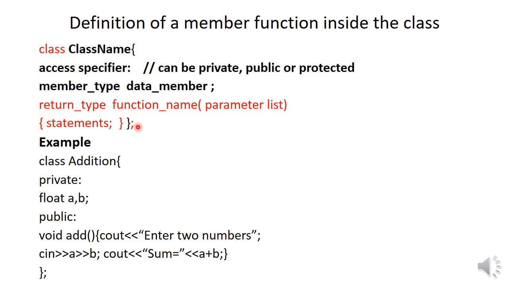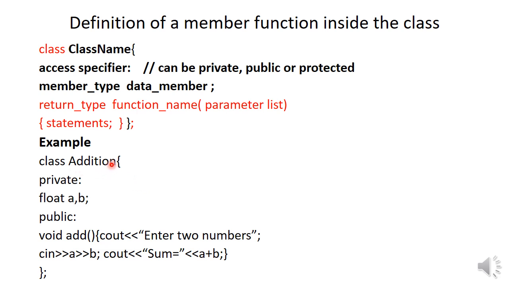So this means that the definition of a member function inside a class is like the general definition syntax of a function in C++. We must have the return type, the function name, the list of parameters, and the statements of our function which are embedded in the curly brackets. So we can see an example immediately.